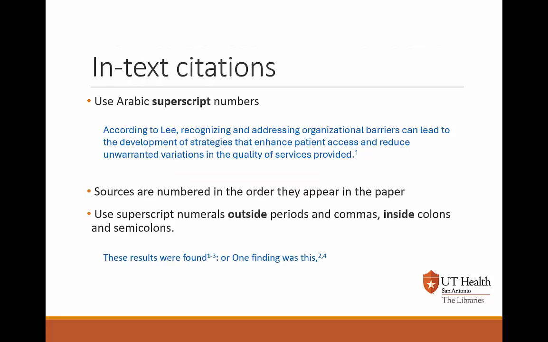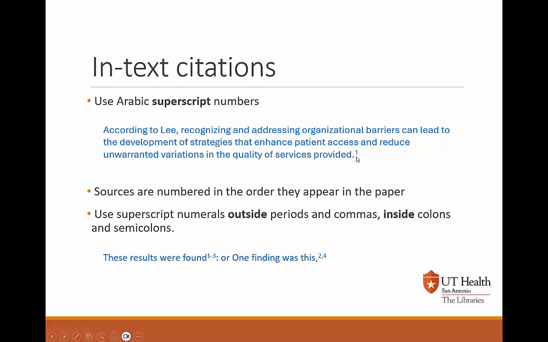Now we're going to talk about how to use in-text citations in your writing. When using in-text citations, you should use superscript numbers. And here is a paragraph in blue with an example of a number 1 for the superscript numbers. You can see that superscript just means it's this little number up high, smaller than the rest of the text. Sources should be numbered in the order that they appear in the paper. And you use the superscript numerals outside of a period and comma, but inside a colon or semicolon.